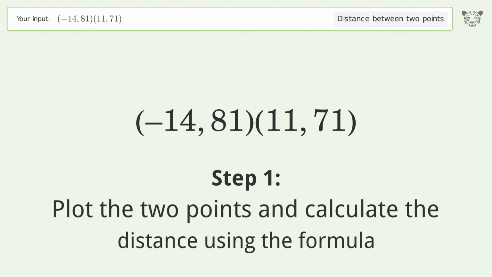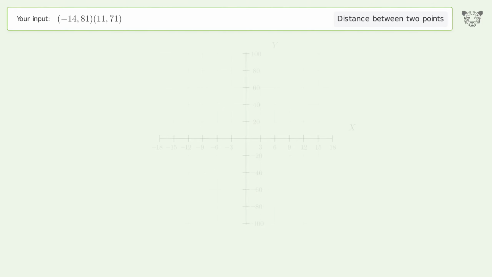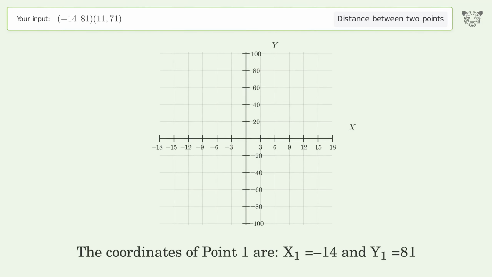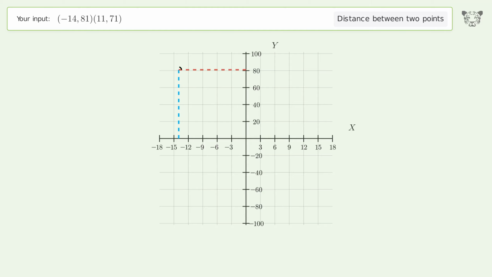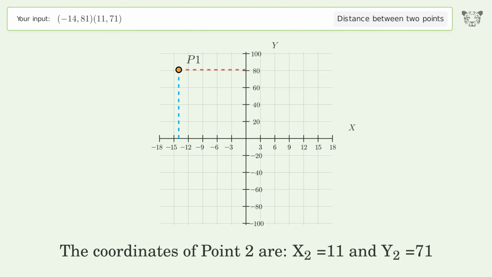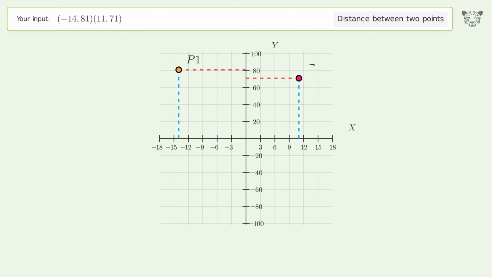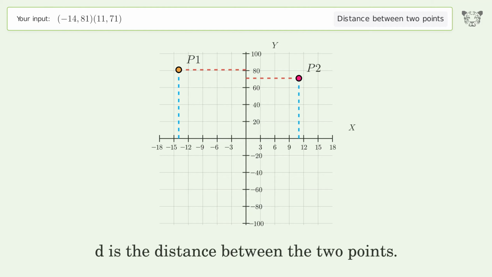Plot the 2 points and calculate the distance using the formula. The coordinates of point 1 are, x1 equals -14 and y1 equals 81. The coordinates of point 2 are, x2 equals 11 and y2 equals 71. D is the distance between the 2 points.